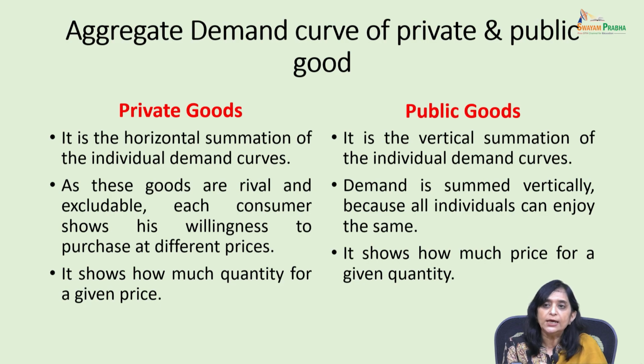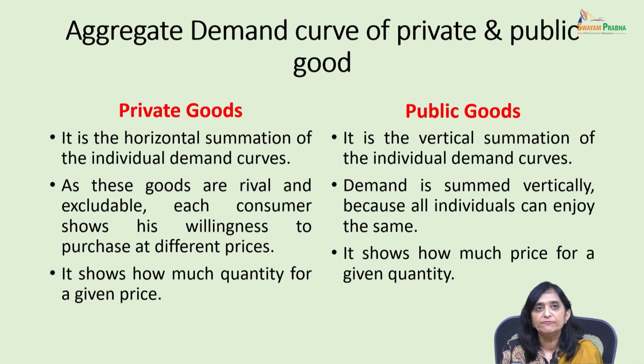Person A will give his willingness to pay for the consumption of that good. Person B will also give his demand schedule, from which we will get the demand curve, and person C will also give his demand schedule. So in order to get the market demand, we add up the demand of A to the demand of B to the demand of C. That is what we call the summated market demand curve.